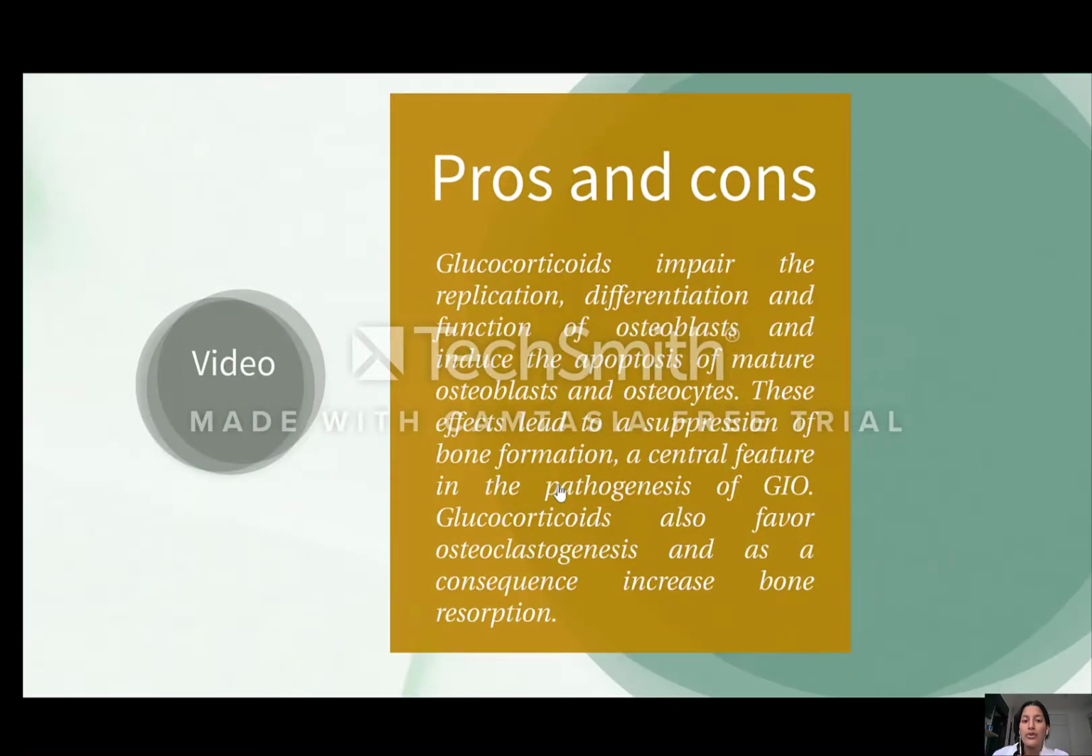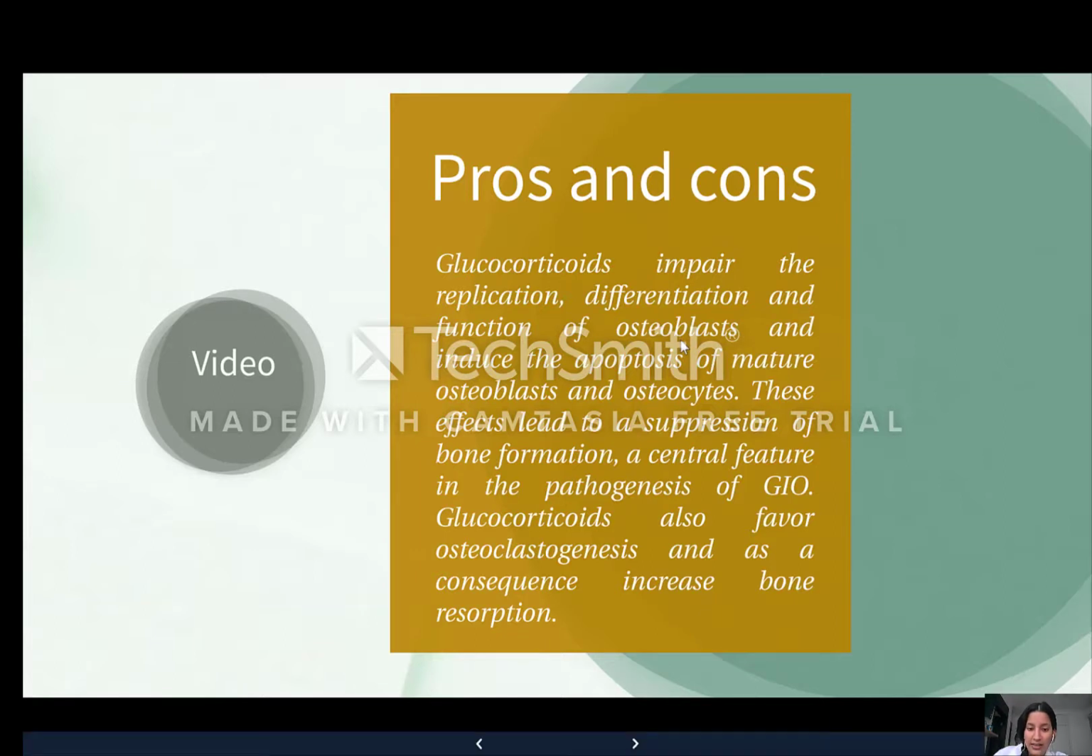Glucocorticoids impair the replication, differentiation, and function of osteoblasts and induce the apoptosis of mature osteoblasts and osteocytes. These effects lead to a suppression of bone formation, a central feature in the pathogenesis of GIO. Glucocorticoids also favor osteoclastogenesis and, as a consequence, increase bone resorption.